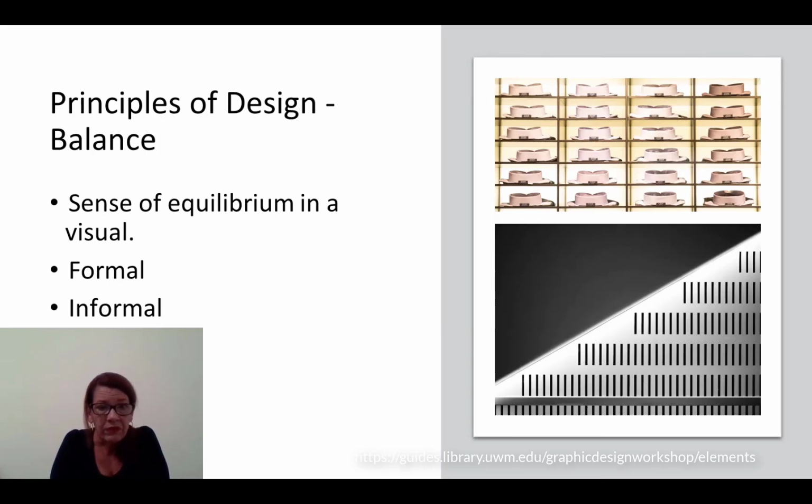Formal balance is when the objects of equal size and importance are placed at equal distances from the center of the visual, like the shirts in the upper right-hand corner. Informal balance is where several small objects can balance one large object, like the black and white photo of lines in a triangle shape in the bottom right-hand corner.